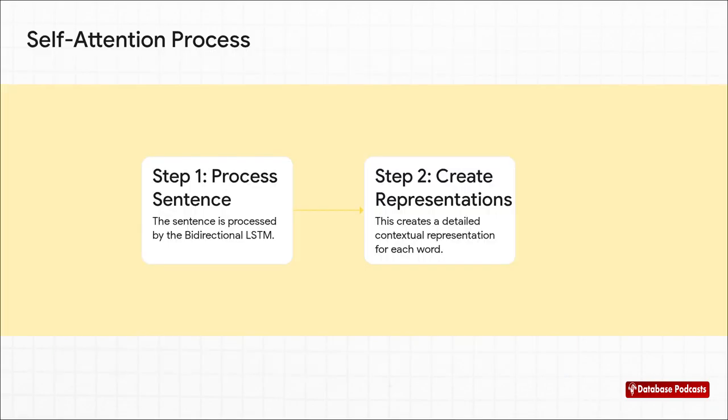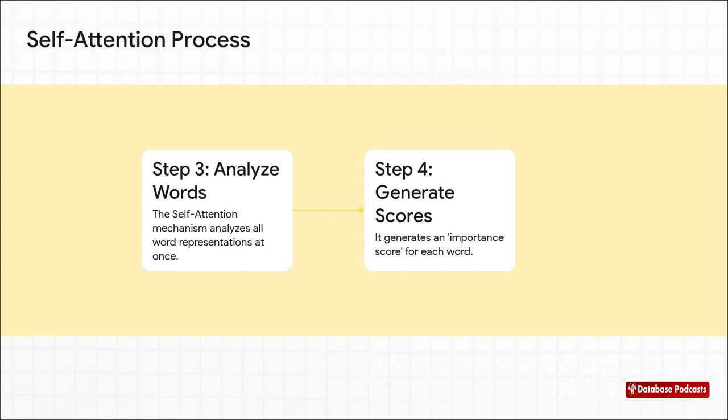So how does the model actually use those highlighters? Well, it all starts after the sentence has already been run through that bidirectional LSTM we just talked about. That's what gives us the rich contextual map for every single word to begin with. Then, the self-attention layer looks at that entire map at once. It compares every word to every other word, and it's basically asking, how important is this piece to the final puzzle?